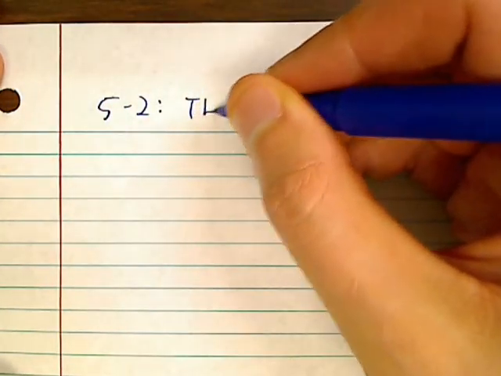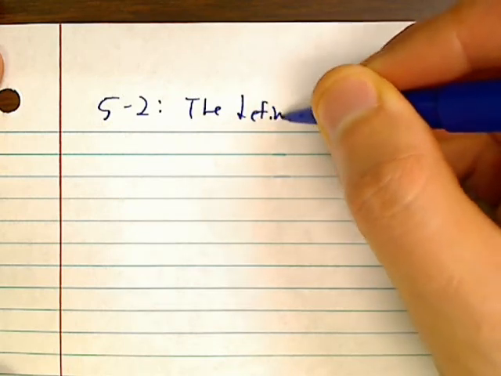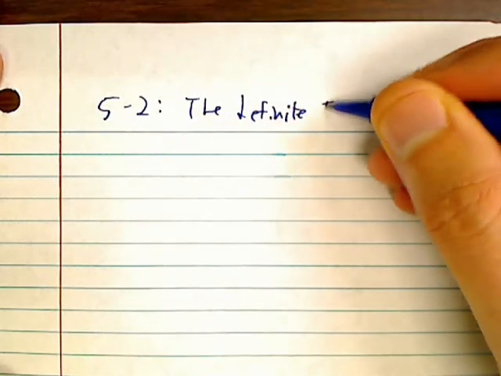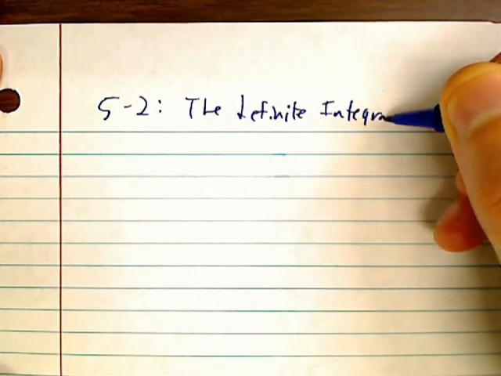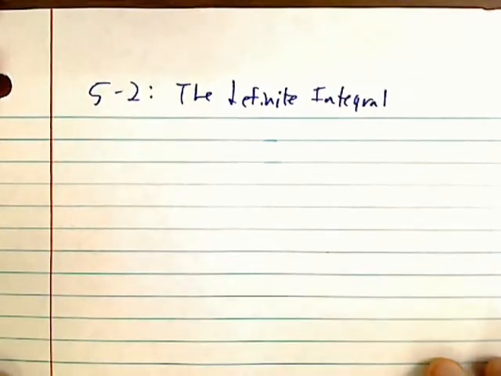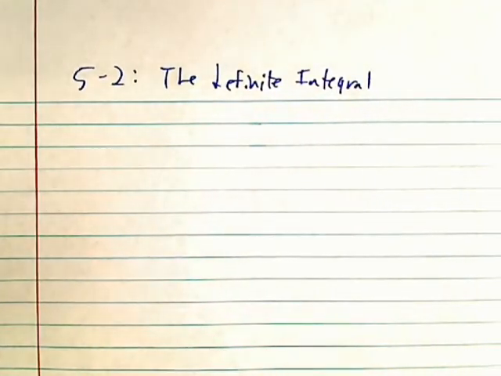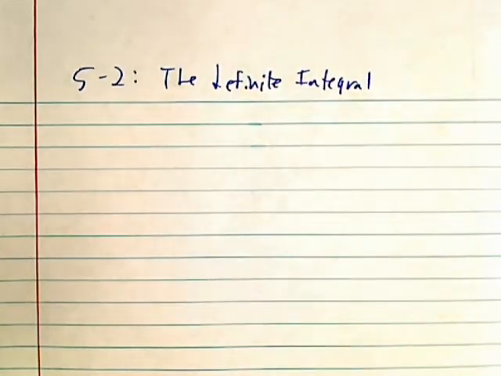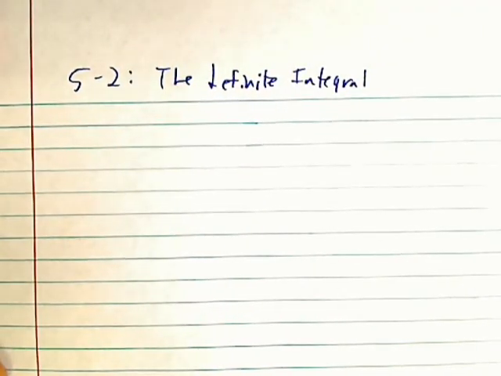So this is section 5.2, the definite integral. And fear not, this is just the area under the curve. This is what we've been talking about, and also in pre-calc a little bit, talking about area under the curve. First, I would just want to note something.